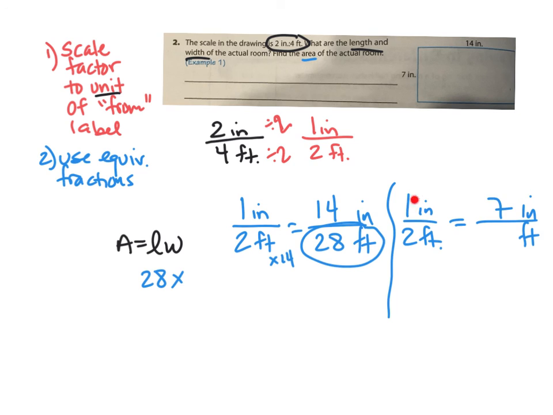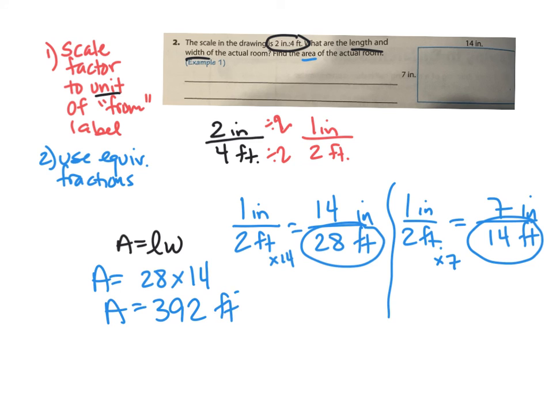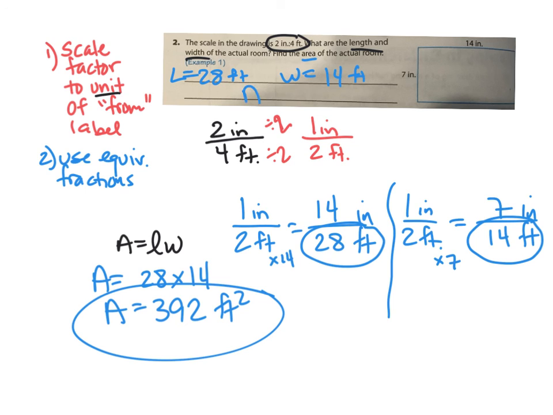What do I do to 1 to get it to become a 7? Multiply by 7. So multiply the denominator by 7 as well. 2 times 7 is 14. So the width of the room is 14 feet. Now I can simply find the area by doing 28 times 14, and that is 392 feet squared. So the length of the actual room is 28 feet, the width is 14 feet, and the area will be 392 feet squared.